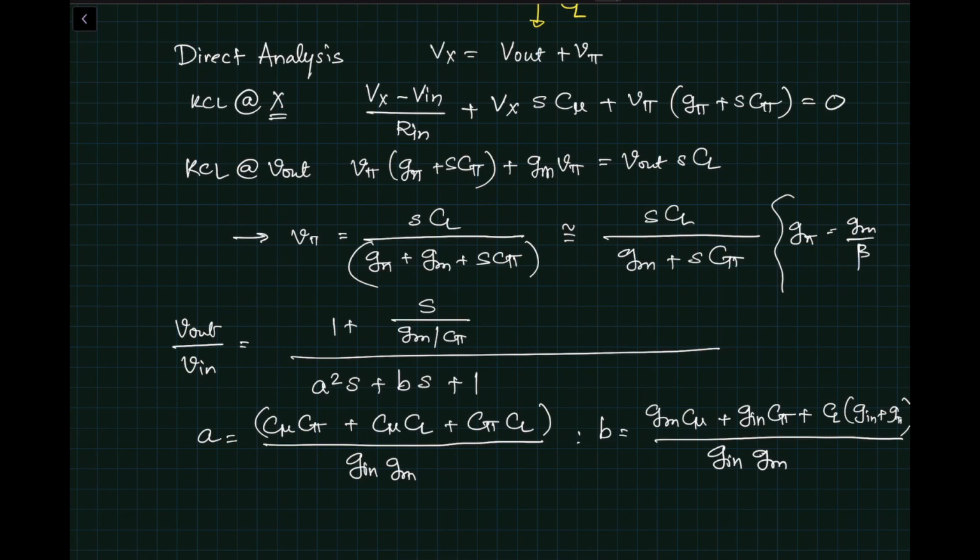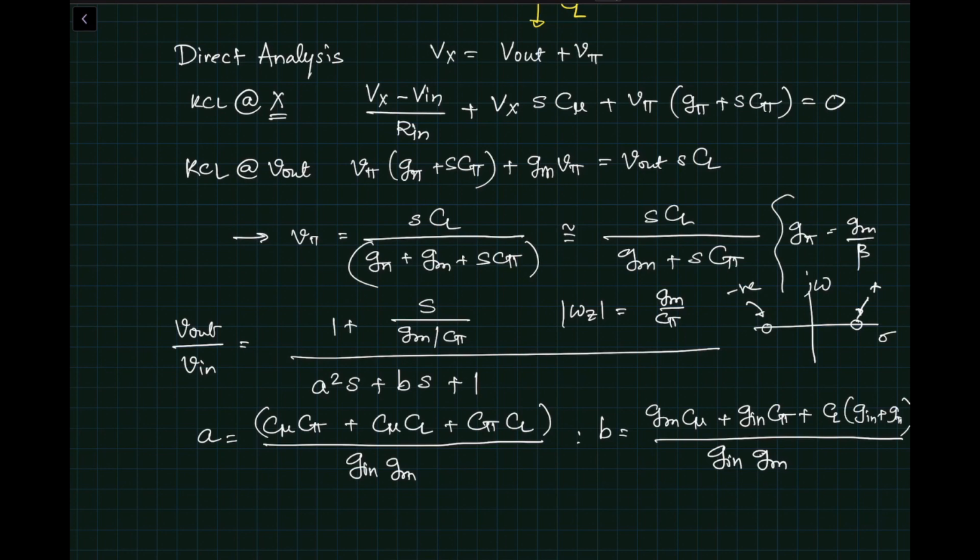And when we say right half plane, for example, if you look at the sigma and j omega axes here, the left half plane zero will be at this location and the right half plane zero will be at this location. So this would be a positive number and this would be a negative number. So in this particular case, we have a left half plane zero, where the magnitude of omega z is given by gm over c pi. So this is all brute force KCL KVL analysis that we have done.